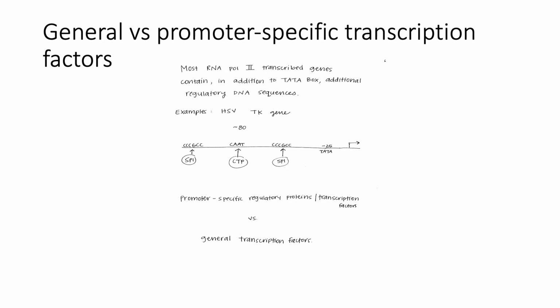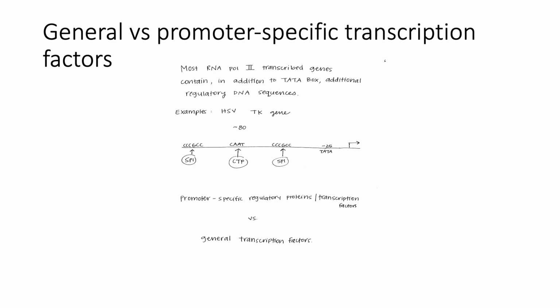You see the line drawing with the arrow, which is +1, and the Tata box, could be -25, -30, somewhere around there. Then upstream of that, around 80 base pairs upstream at -80, there's a cluster of 3 additional DNA sequences that bind to specific proteins. One sequence, CCCGCC, is present twice. It binds to a protein called SP1. Another, the sequence CAAT, binds to a protein called CTP.